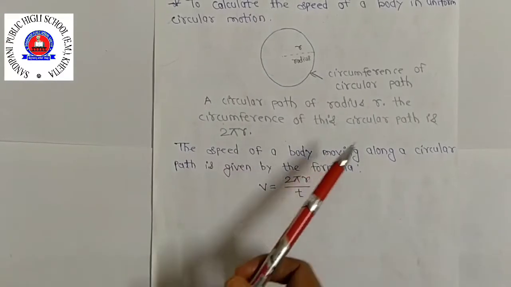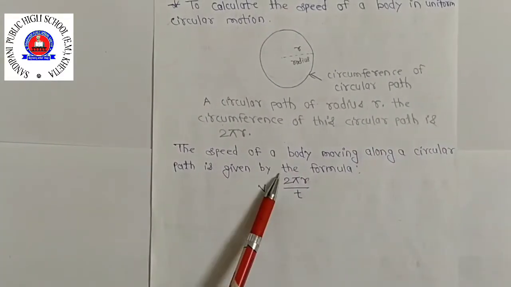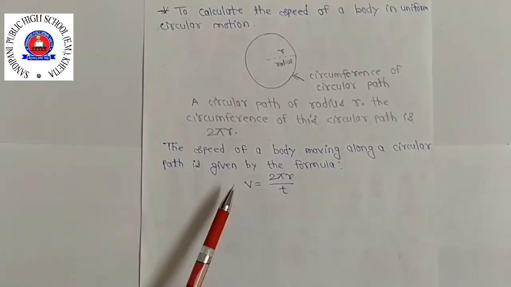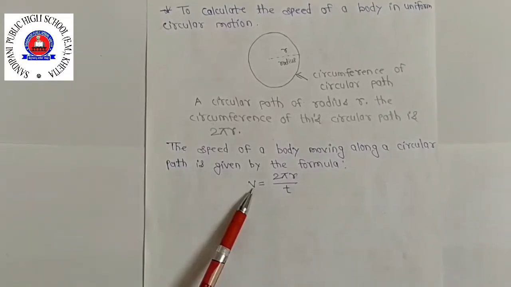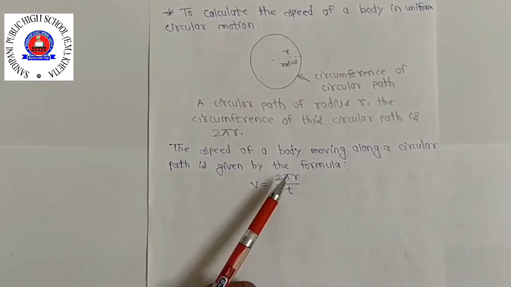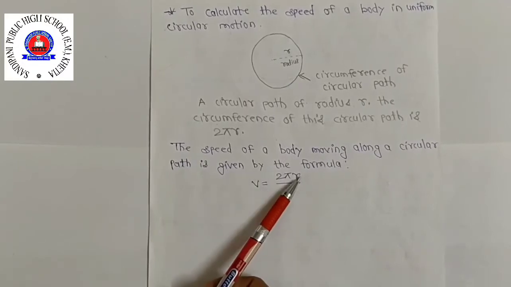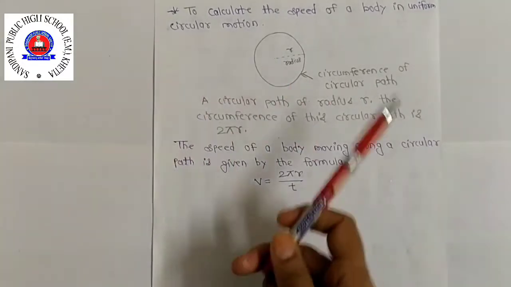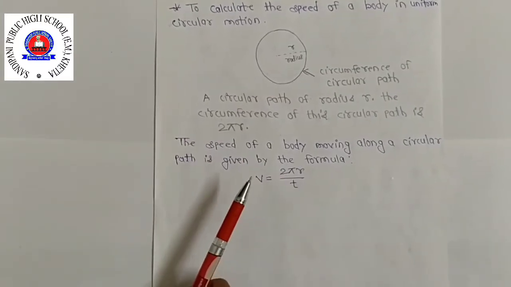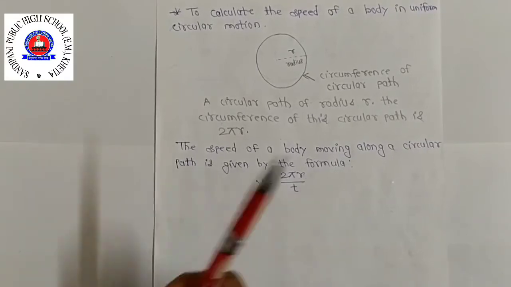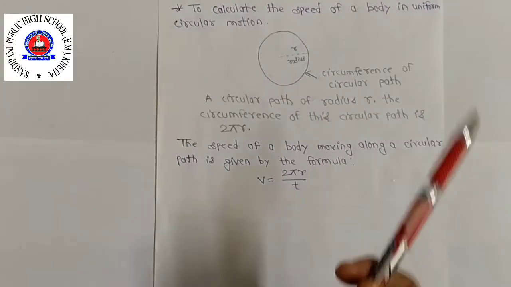The speed of a body moving along a circular path is given by the formula v equals 2 pi r upon t, where v is what, speed, pi is 22 upon 7, it is a constant, r is what, the radius of the circular path, and T is what, the time taken for one round of the circular path. Clear this one. So this formula is used to solve numerical problems on the circular path. Clear this one. Thank you.